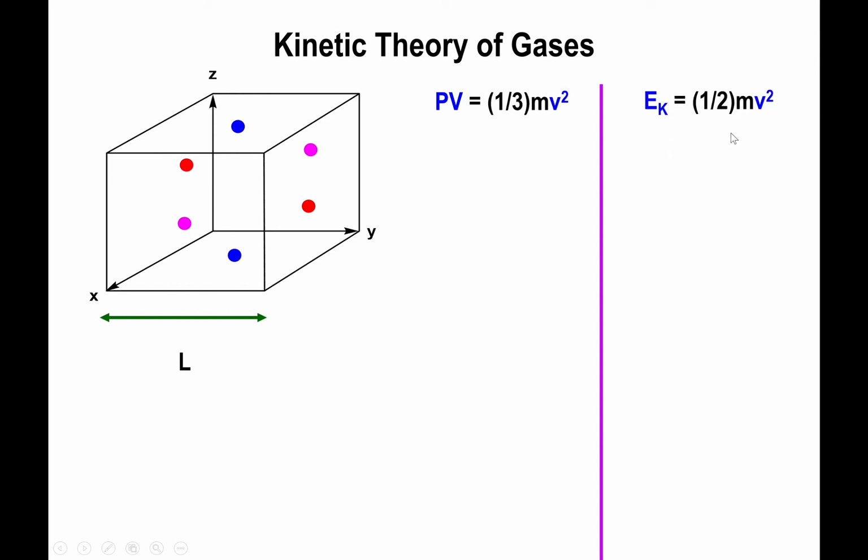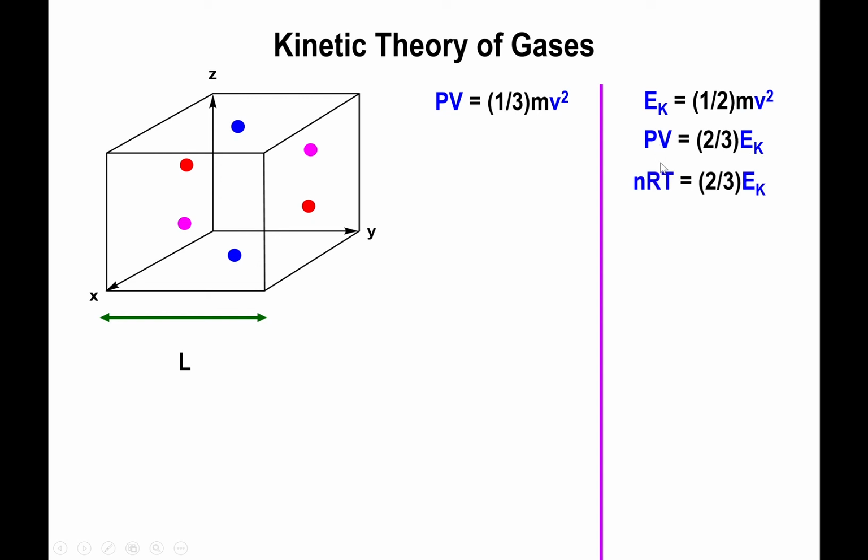All right, also, if we compare this to the kinetic energy, which is 1/2 mv squared, and this comes directly from physics, the relationship right here is that PV is in fact 2/3 of the kinetic energy, right? So 1/2 mv squared is the kinetic energy. 2/3 of the kinetic energy has to equal PV.